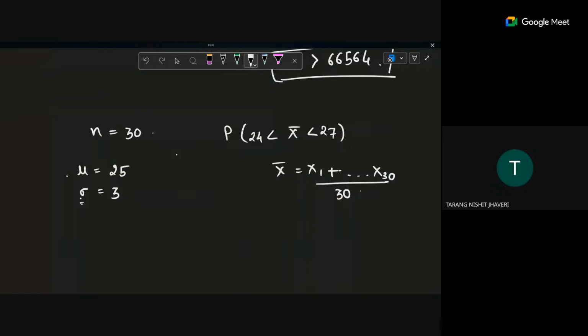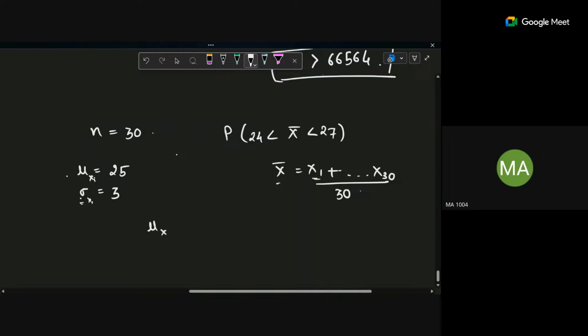Of the original distribution. Xi or x bar? Xi. Okay, so may I write it as xi? What will be the mean of x bar? 25. Why 25? This is nothing but the expectation of summation of xi, that is 30 multiplied by 25, isn't it?